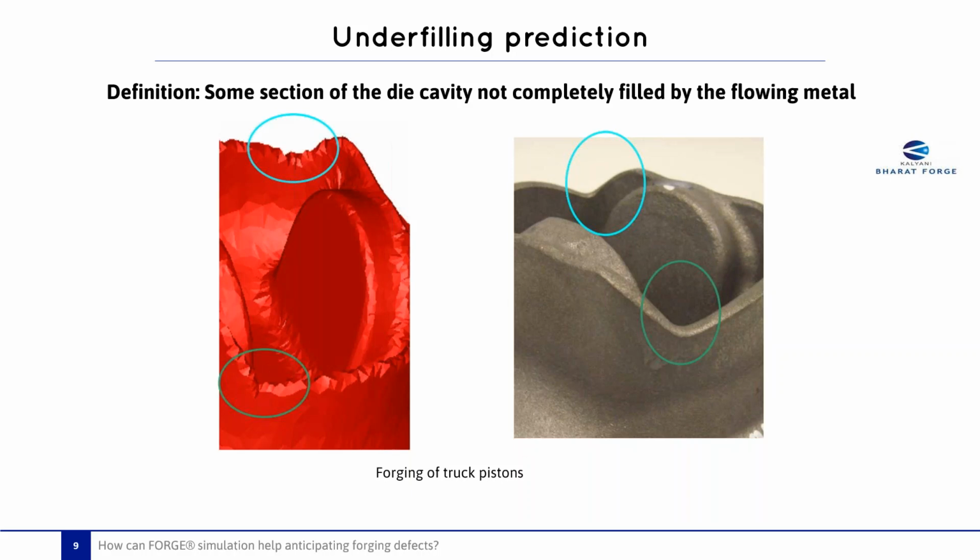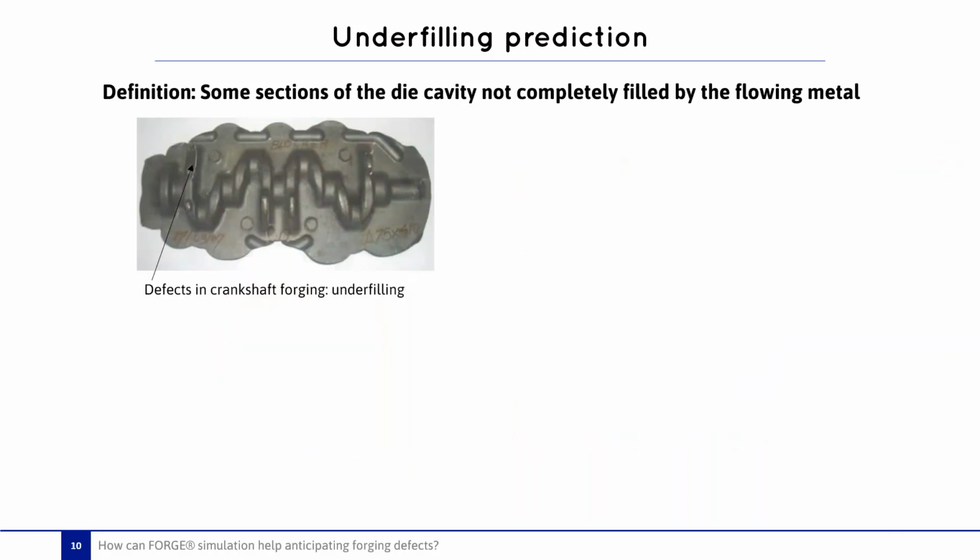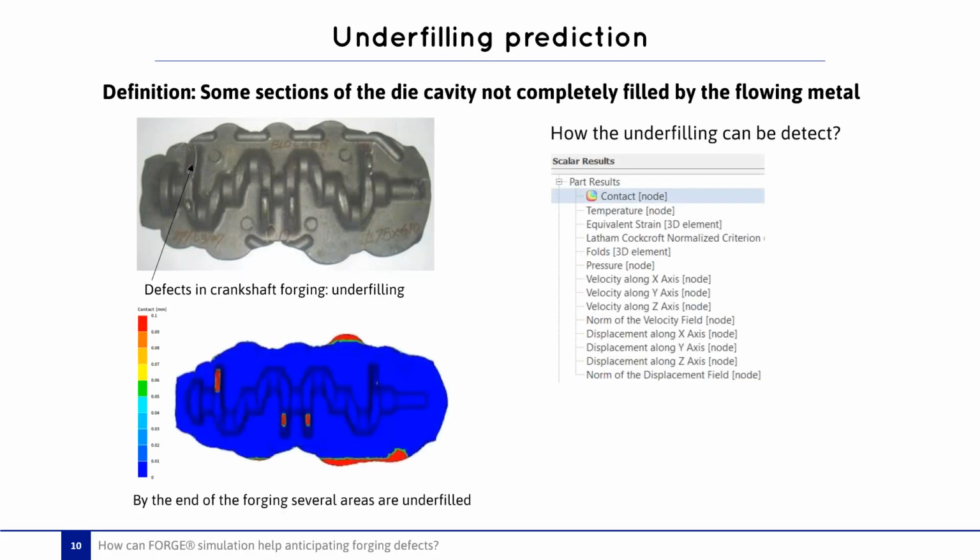Coupled analysis provides real results of material flow compared to reality, as we see here. In the next slide, we will see another way, other than material flow, to detect this defect. In our software Forge, we have a dedicated scalar, the scalar contact, which is available in the result selector and can help you to detect the underfilling.